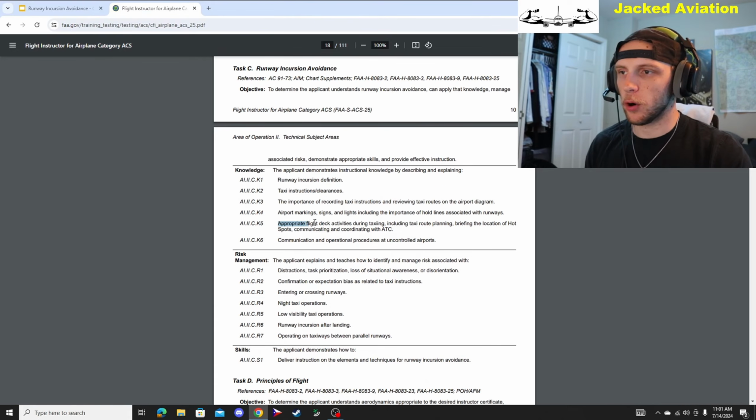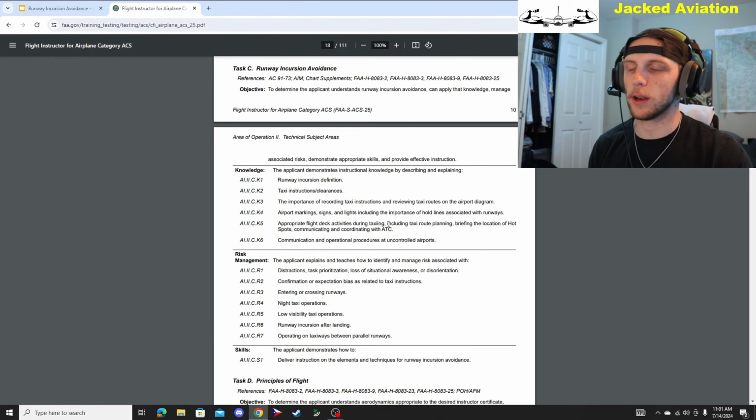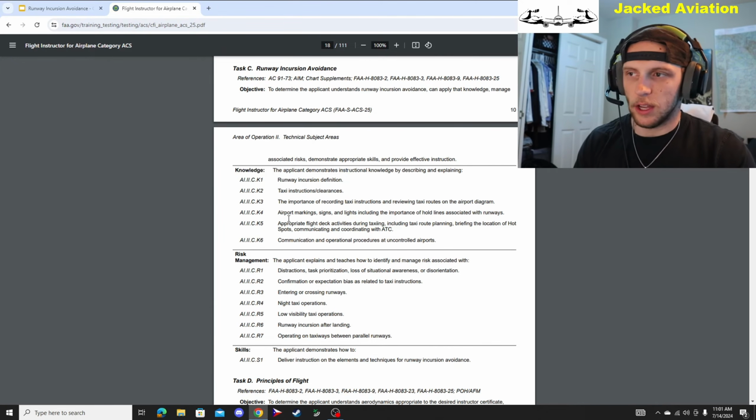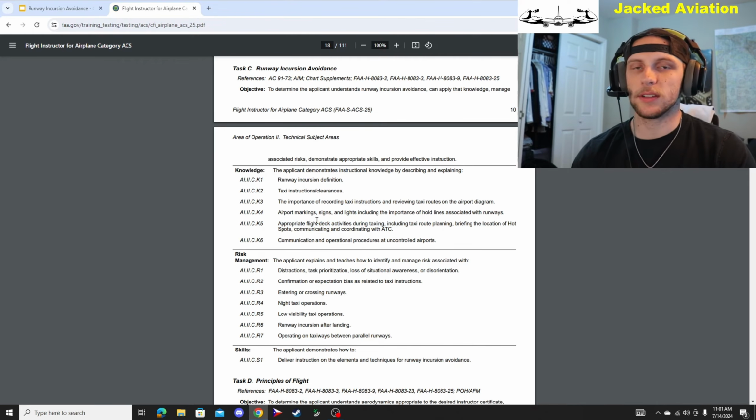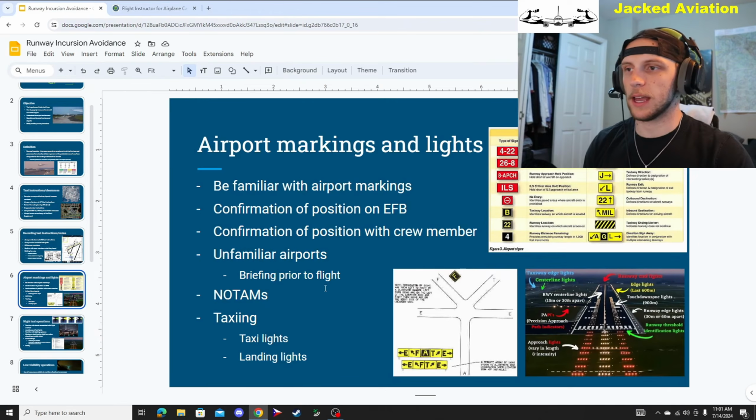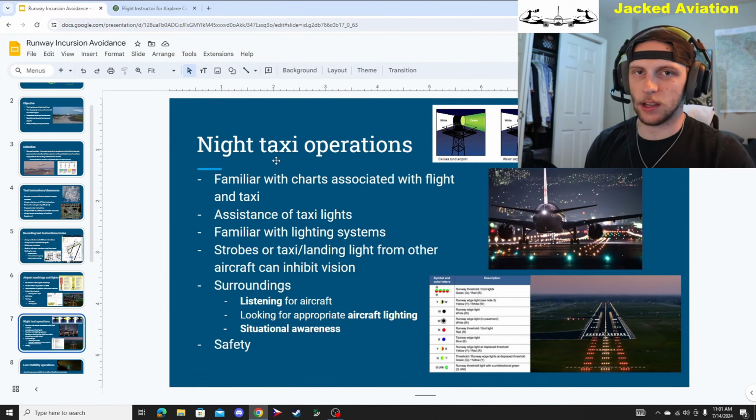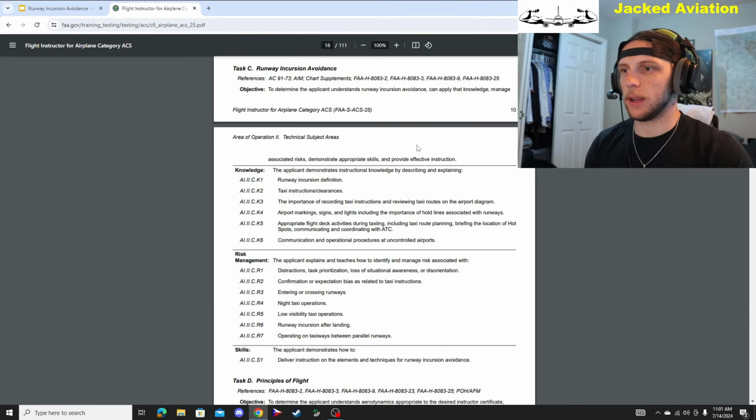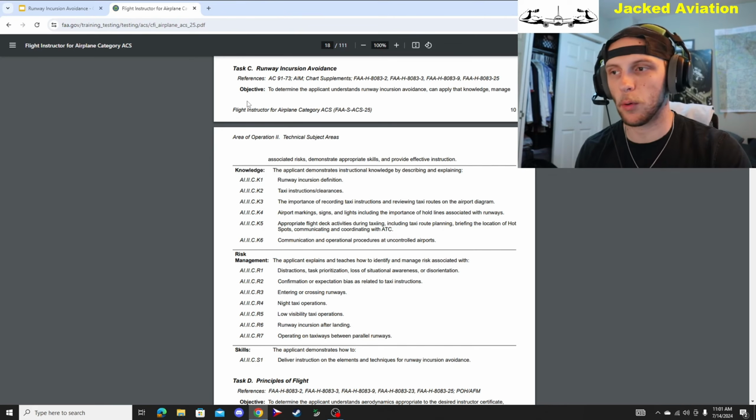And going over appropriate flight deck activities, including taxi route planning, briefing, the location of hotspots, communicating and coordinating with ATC. Again, checking this off on the box. Now, your DPE will know, again, this doesn't have to be in order specifically, because as you see, the next one is night taxi operations, okay? But again, this is going to be as well on the risk management, okay? Risk management in the technical subject area is going to be very important.